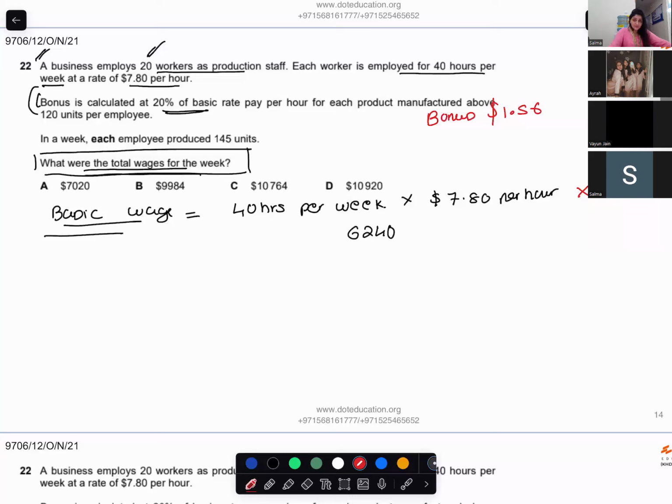Okay, so each employee has produced how much? 120 units per employee. 140. If you produce above 120 units, then you would be paid 20% of the basic rate per hour for every unit that you manufacture above 120. So what is the extra units that they are manufacturing? 25 units extra per employee. Now 25 units, and he's going to be paid how much?